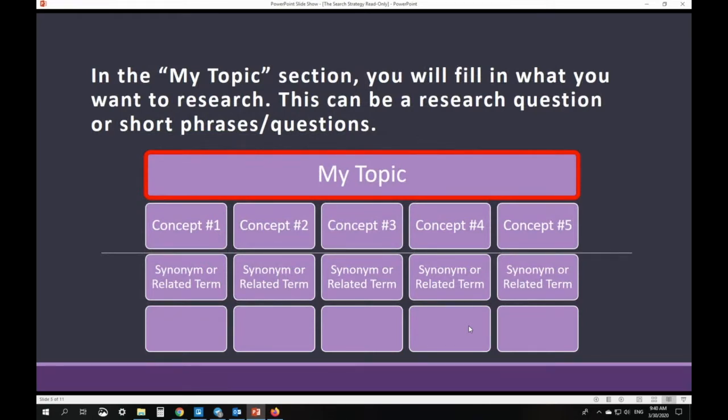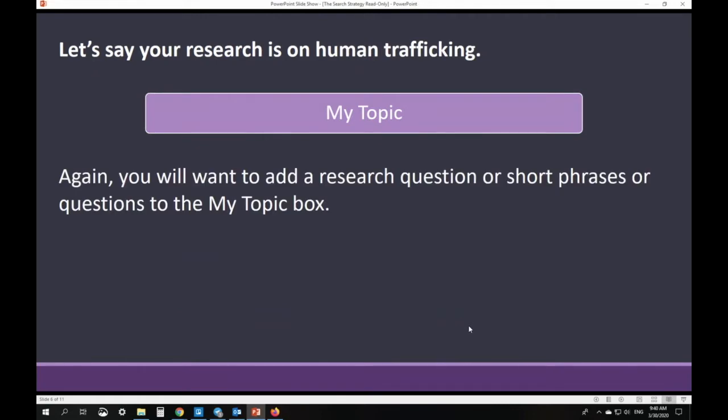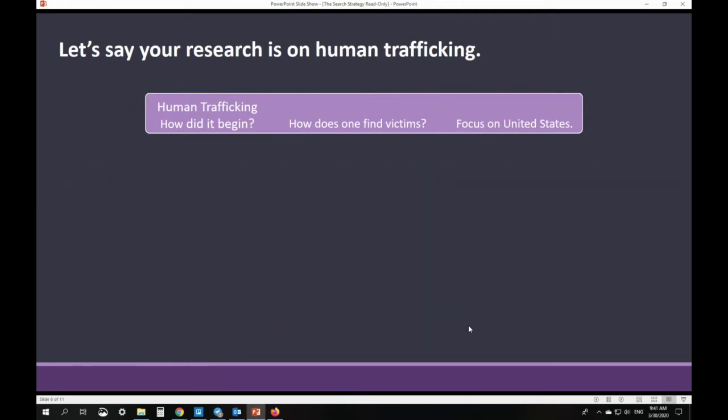This can be a research question, or it can be short phrases or questions. Let's say that your research is on human trafficking. Again, it can be an entire research question or short phrases or questions. We're focusing on human trafficking, and I have questions about it. My first question is, how did it begin? My second is, how does one find victims? My last one isn't a question, but I want to focus on the United States.